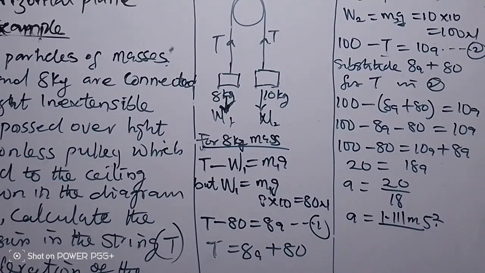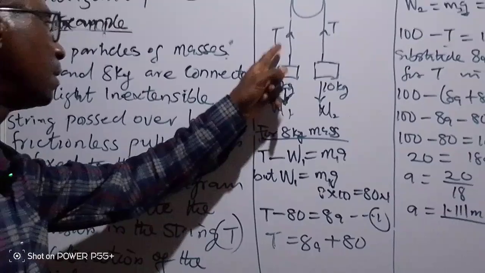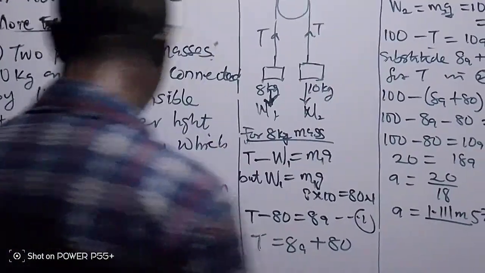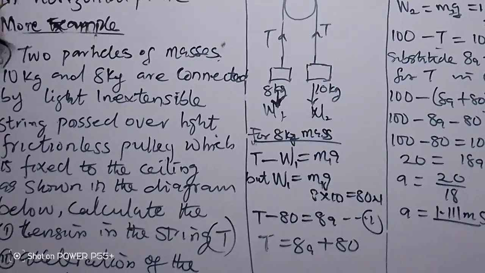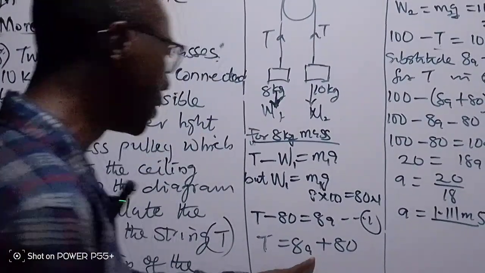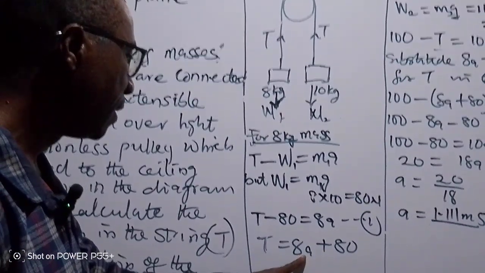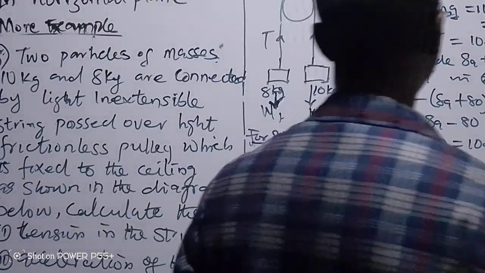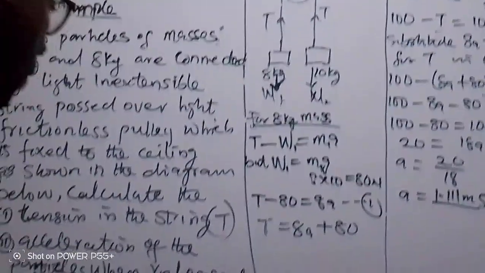Now go back to the first question. The first question says you calculate the tension in the string, and the tension is T. So we can now go back to calculate it. Once we know the value of A, if we want to use this one, T is equal to 8A plus 80. Or you can use this one. Let's use this one, that T is equal to 8A plus 80.